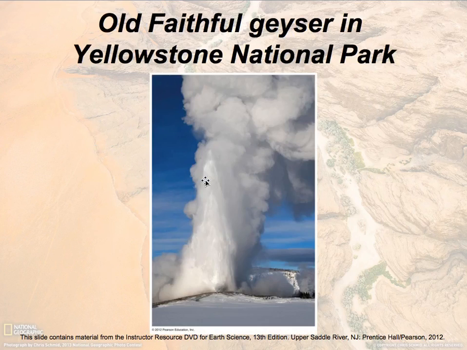Geysers are characteristic of areas of volcanic activity. The Yellowstone caldera is one that's particularly famous in this country, but they exist in different places around the world, usually in areas where there is volcanic activity, either spreading centers, divergent boundaries, or convergent boundaries where there's arc volcanism.